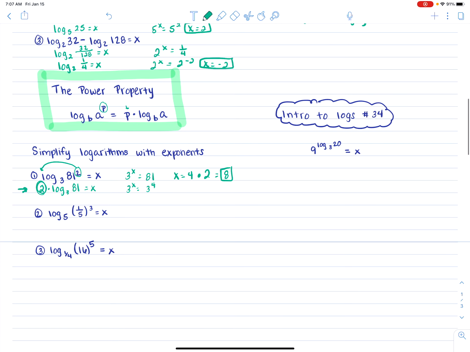Okay? Log base 5 of 1/5 to the 3rd. So I'm going to take this 3, I'm going to pull it down in front and say it's the same as 3 times log base 5 of 1/5. Okay, but I'm going to remember that's there. I'm going to figure out what x is and then multiply it by 3. So if 5 to the x power is 1/5, well, 1/5 is 5 to the negative 1.